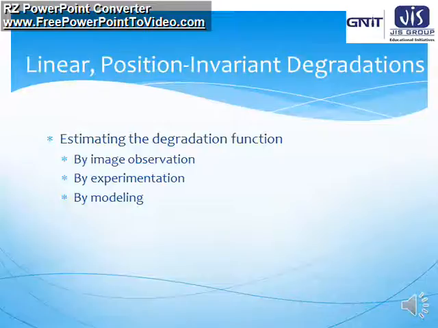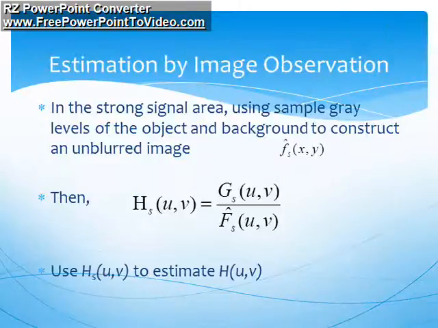Now here, if we want to have linear position invariant degradations, we have to keep in mind estimating the degradation function by image observations, by experimentation and by modeling. So we have to discuss these 3 points. The first one is estimation by image observation.